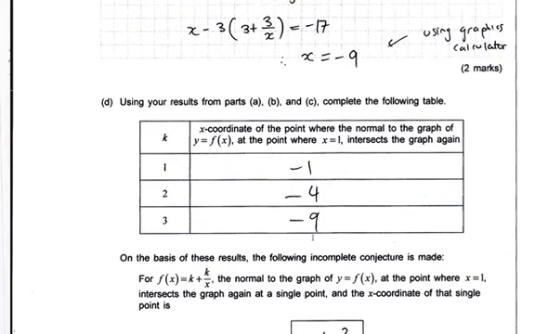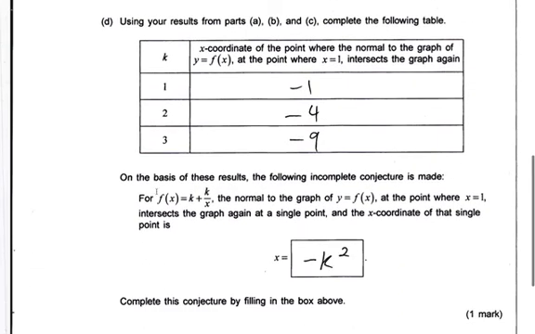So now, what is our conjecture? On the basis of these results, the following incomplete conjecture is made. For f of x equals k plus k on x, the normal to the graph of y equals f of x at the point where x equals 1 intersects the graph again at a single point, and the x-coordinate of that single point is x equals, okay, so we need to look for a relationship here.